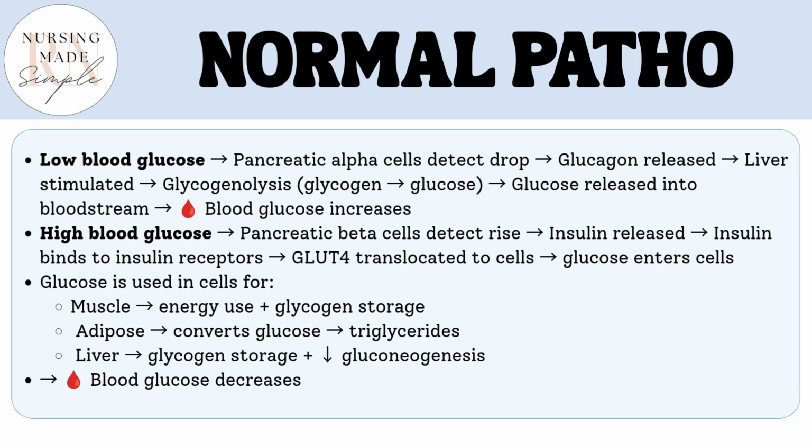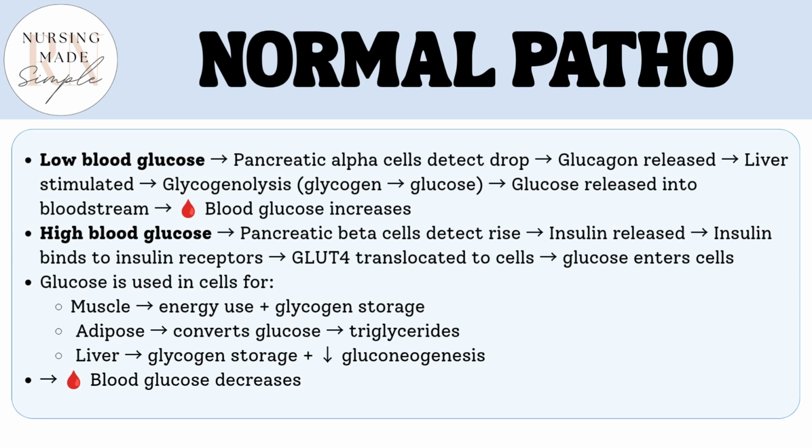All right, so starting with some normal pathophysiology, we'll start with low blood glucose. The pancreatic alpha cells detect the drop in blood sugar, stimulate glucagon to be released. The liver becomes stimulated to cause glycogenolysis, which is the conversion of glycogen into glucose. And then that glucose is released into the bloodstream in order to allow the blood glucose to increase.